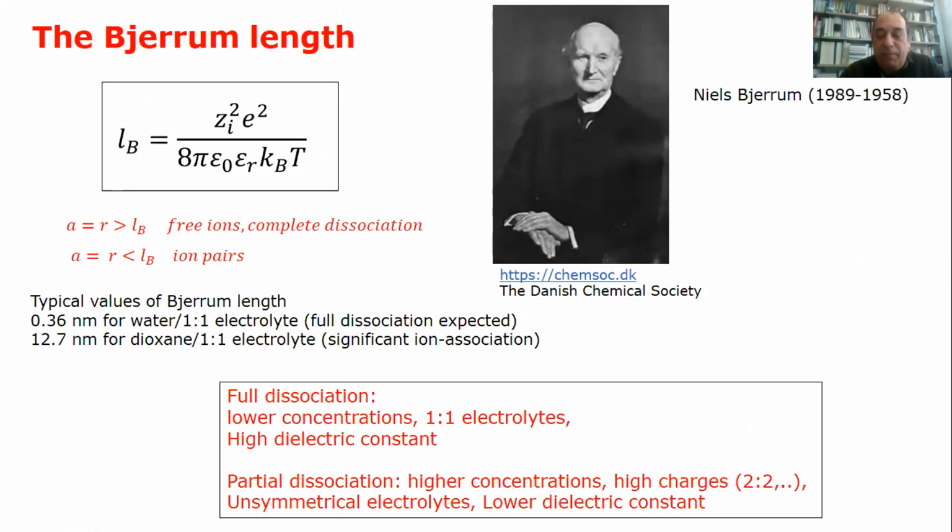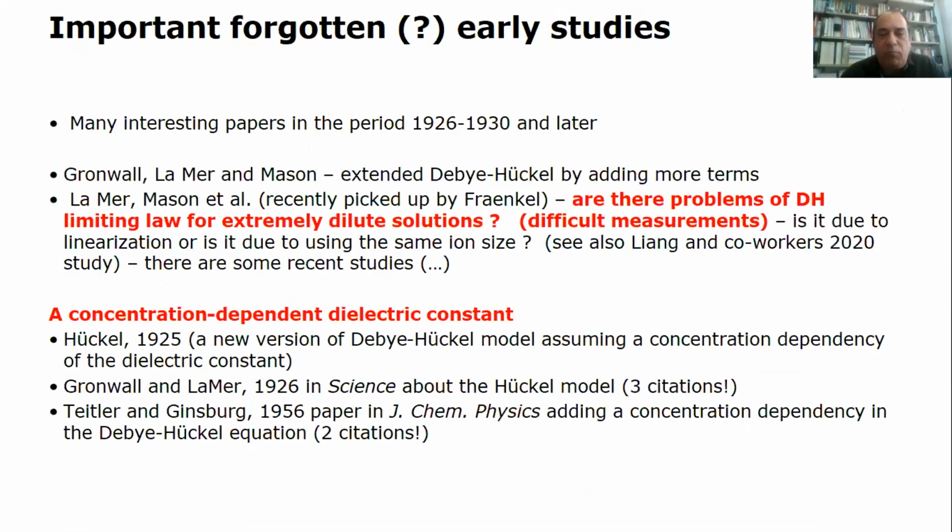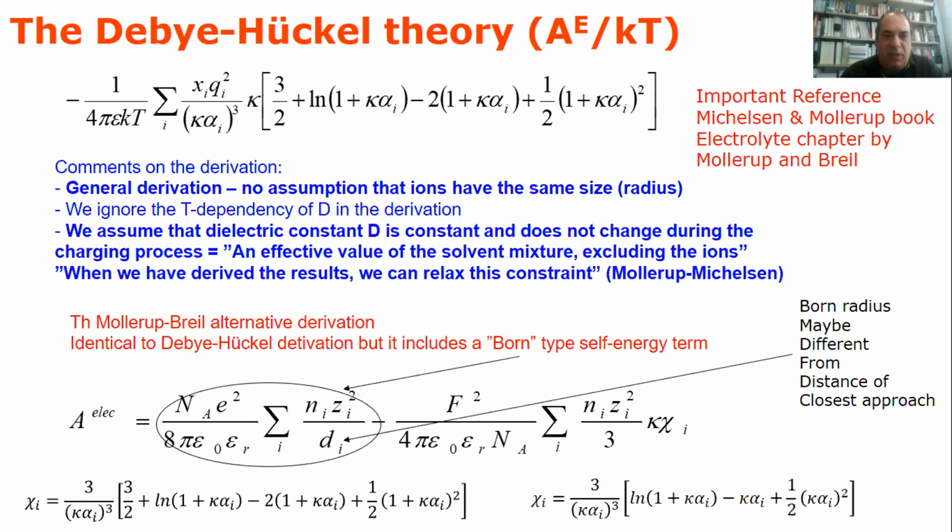According to Niels Bjerrum, maybe this assumption is not that serious if we are above the Bjerrum length, where we can assume the complete dissociation, but this assumption is maybe worse when we have ion pairs. There were many important early studies, especially from Gronwall, Lamer, Mason, and from Hückel, and some of those studies are going to be mentioned later in this presentation.